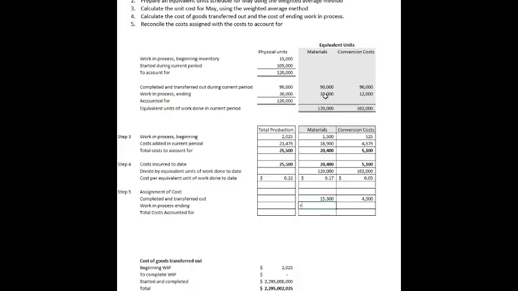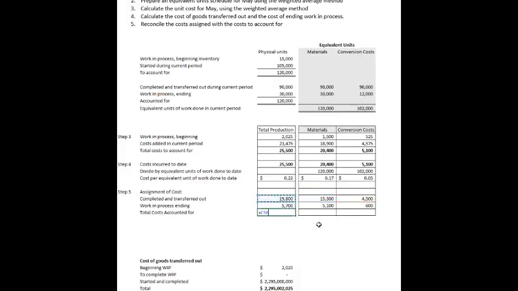And we still have some sitting in work in process. There are 30,000 times the 17 cents, and there's an equivalent 12,000 of conversion cost times the 5 cents. So this would be my work in process would be 5,100 plus 600. Amount moved out of work in process would be this 19,800.